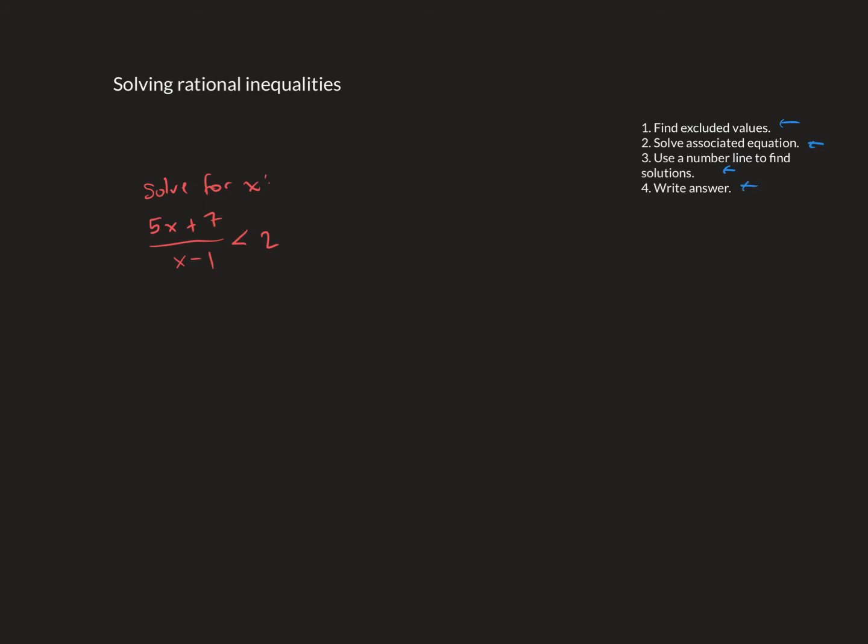So, first example, solve for x, and we have the inequality here. My excluded values would be anything that makes any denominator equal to 0. I only have one denominator here, it's x minus 1. So my excluded value is 1. That's step 1 completed. Now I'm going to solve the associated equation.